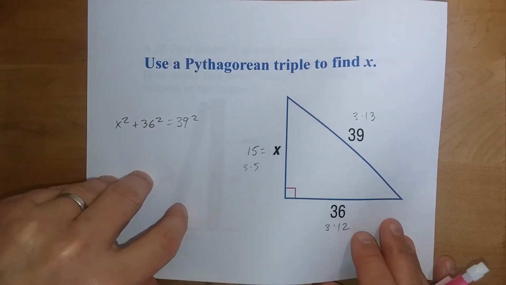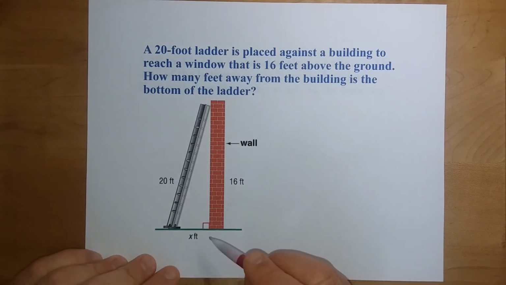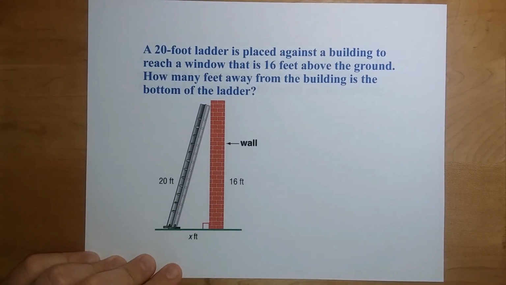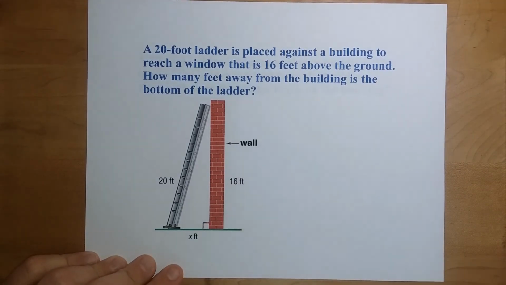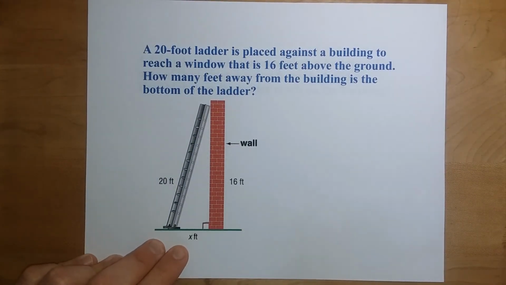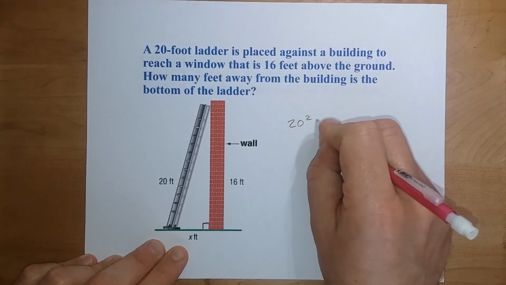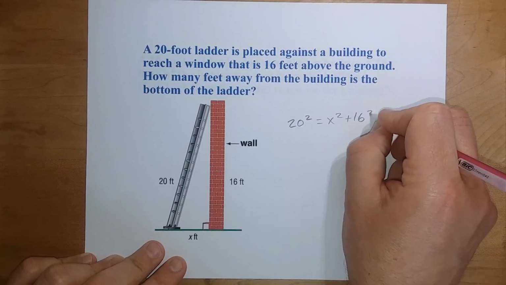Let's try a word problem. Here we have a 20-foot ladder placed against a building to reach a window that is 16 feet above the ground. How many feet away from the building is the bottom of the ladder? If they didn't give it to you in this problem, if you have to sketch it yourself, you can make an assumption. If we've built the wall correctly, then that should be a right angle. And when you have a right angle, then you get to use the Pythagorean theorem. So you might have recognized that in this particular case, the ladder represents the hypotenuse. So we'll put that by itself on one side of the equation. And that should equal x squared plus 16 squared.